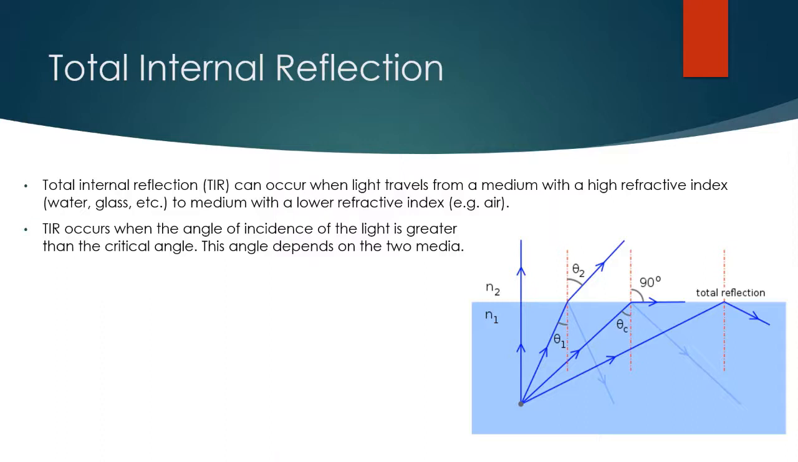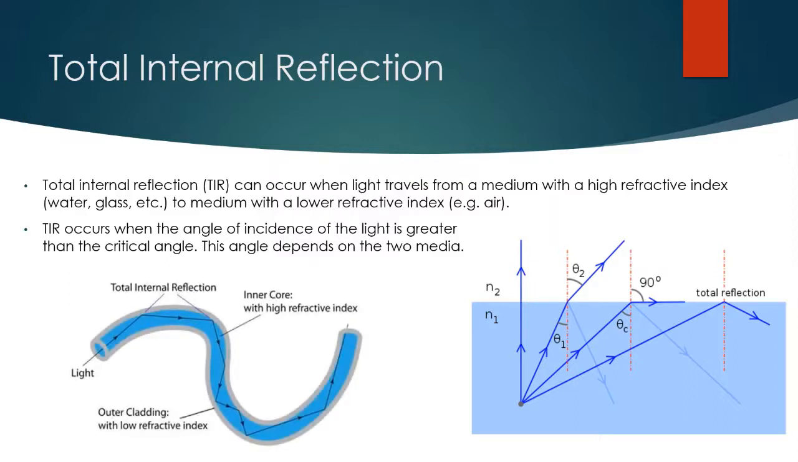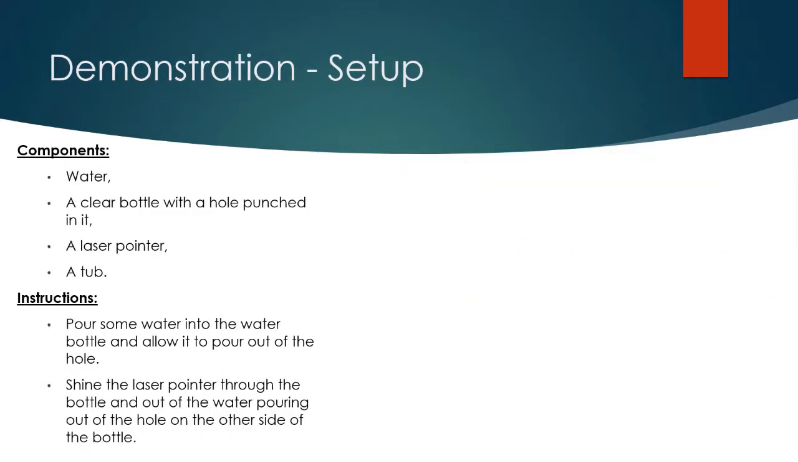This angle of incidence, which causes total internal reflection, can depend on both media. This is how light can travel along an optical fiber. You can see there on the diagram that the light just bounces inside along the walls. The optical fiber has a slightly higher refractive index than the cladding outside of it. So, this is how we can demonstrate how total internal reflection occurs inside of two media, one with a higher refractive index and one with a lower refractive index.